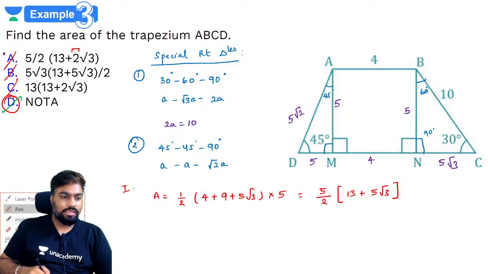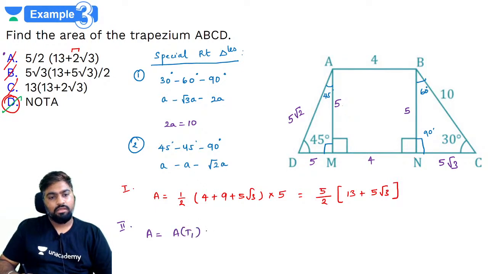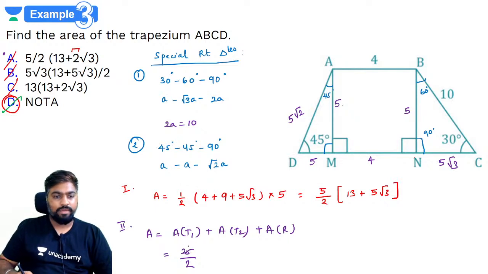Got it? The other way to do it would be what? Alternative way of doing this, go by parts. Area of the entire trapezium is area of the first triangle, plus area of the second triangle, plus area of the rectangle. Area of the first triangle is half of 25, base into height by 2, plus area of second triangle will be 25 root 3 by 2, plus area of this rectangle, 5 into 4, 20.